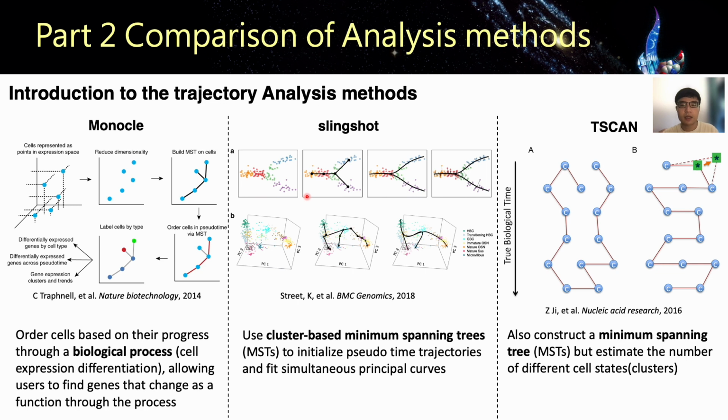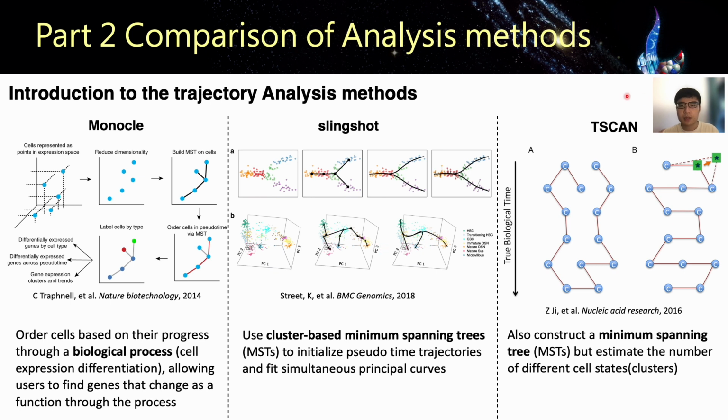Slingshot is another trajectory inference method. This method is designed to infer continuous branching lineage structure in low-dimensional data. It uses cluster-based minimum spanning trees to initialize the pseudotime trajectory and fits simultaneous principal curves to capture the common trends across the lineage. The major advantage of Slingshot is its ability to handle complex branching trajectories which can occur during processes like cell differentiation.